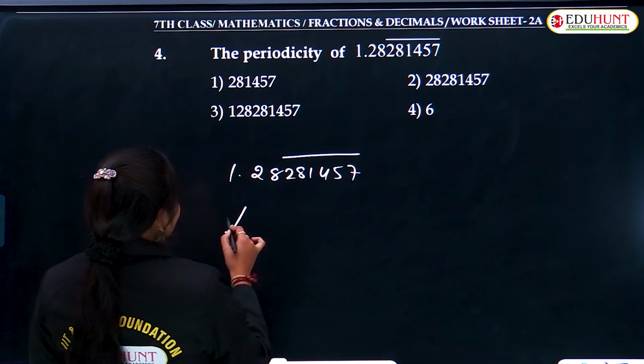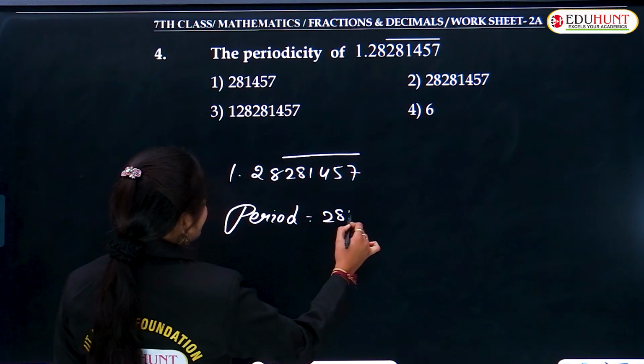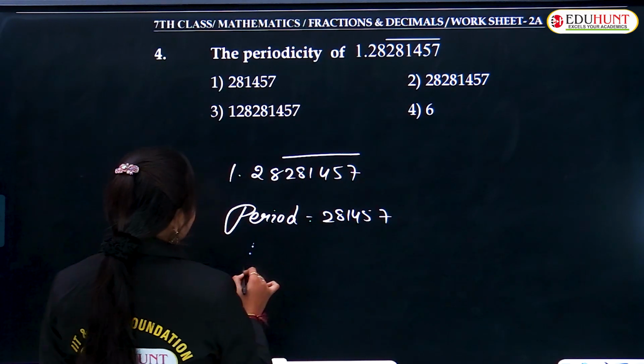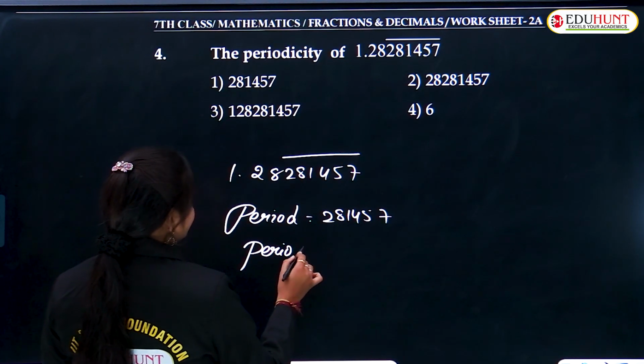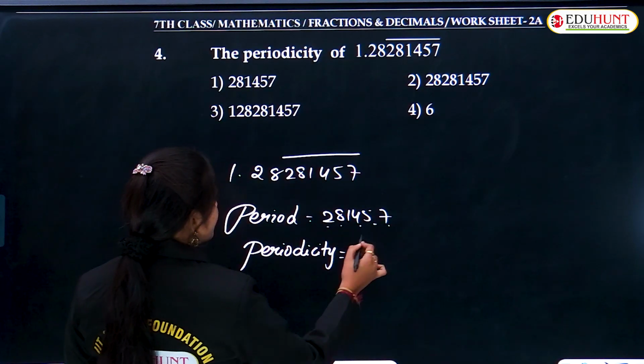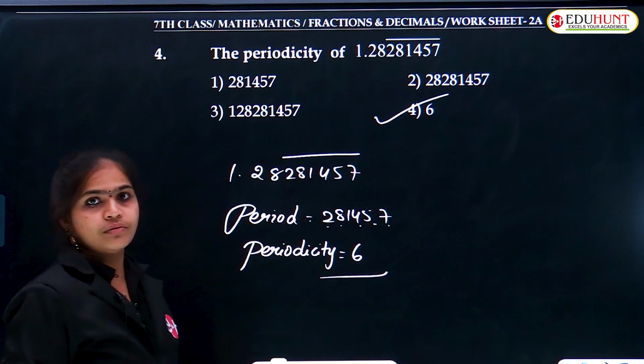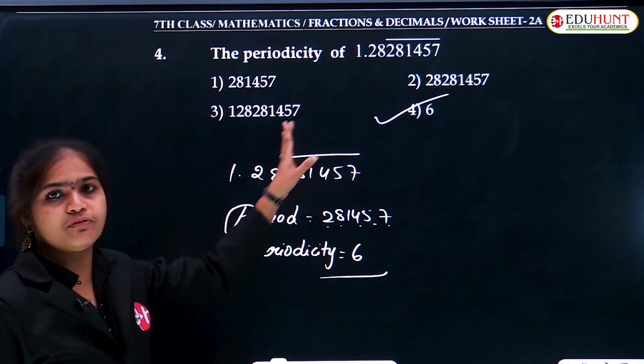Now what they asked here: what is the period? The period is 281457. Then what is the periodicity? How many digits are in repetition here? 6 digits are in repetition. Sorry, periodicity is 6, option 4.